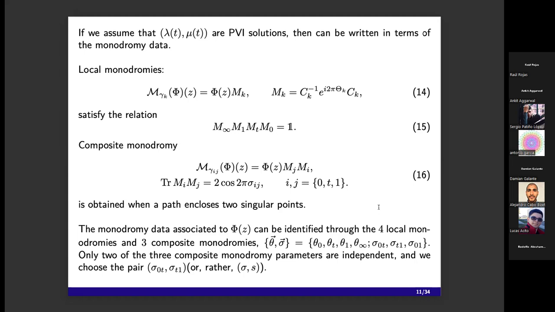So for the Fuchsian system with four regular singular points, the monodromy data is given by the four local monodromies and three composite monodromies. The local monodromies are what you get when you analytically continue the solution around a loop near the critical point, and the composite monodromies are given around two regular singular points. Nevertheless, you can get rid of one of the composite monodromies if you use the Fricke-Jimbo relation. So you need only six parameters, and we are going to fix four, so we only need two parameters actually.